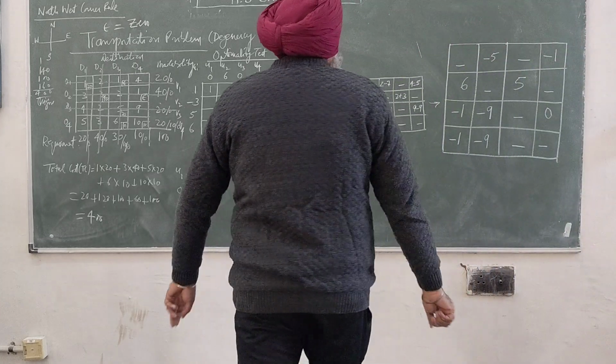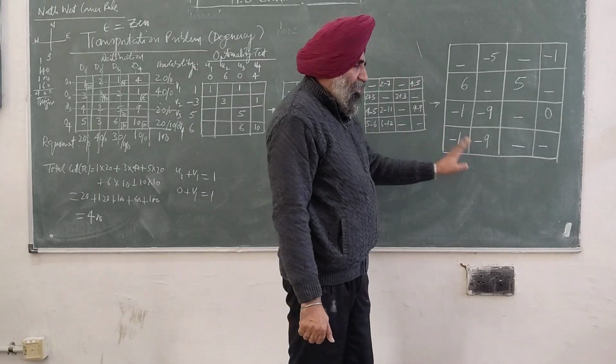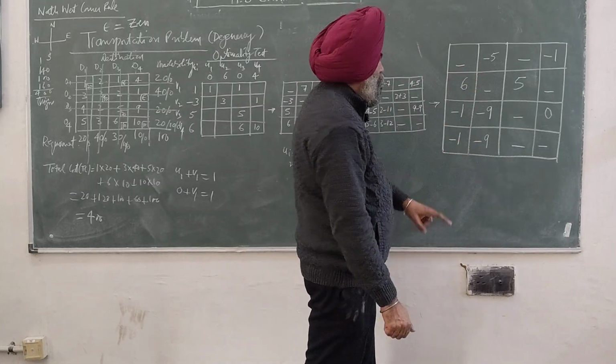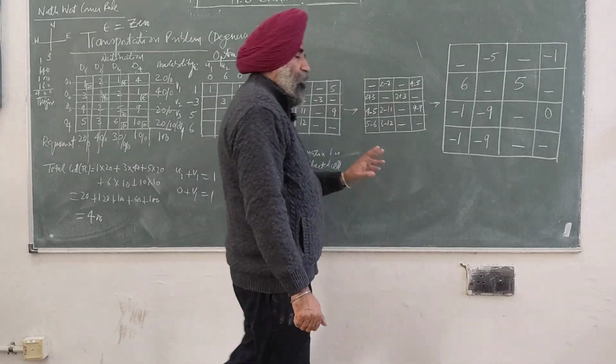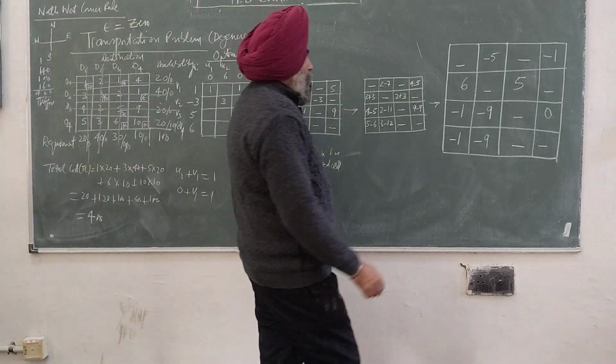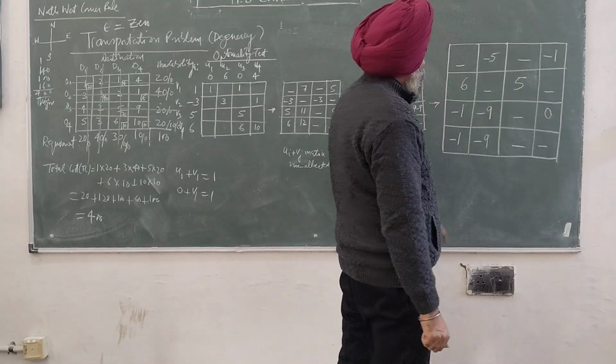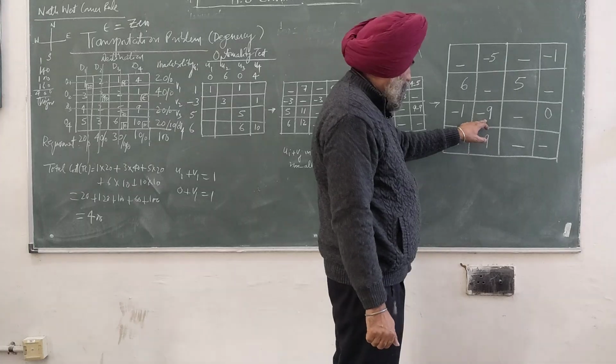And here, there are so many cells in the cell evaluation matrix which are negative. So the solution obtained is not the optimal one. Out of that, choose the most negative value. This is the most negative value, minus 9.